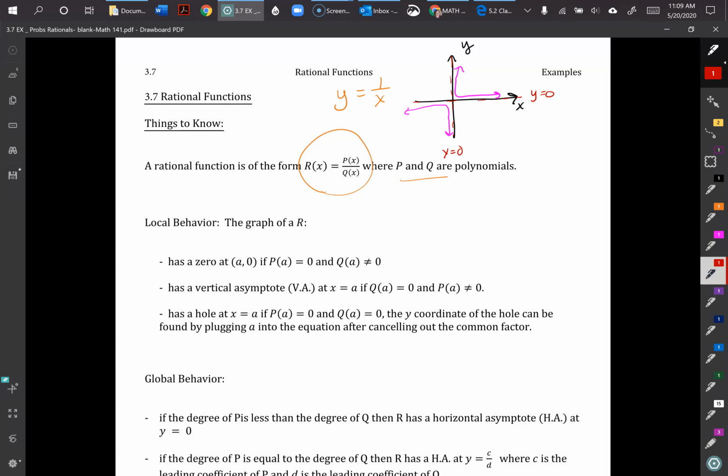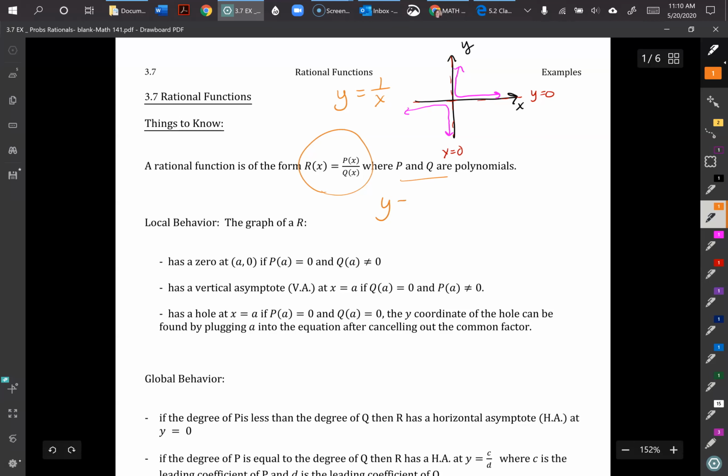Okay, so just keep those in mind. A lot of times we don't worry too much about the horizontal. There's no zeros on this one because it doesn't cross through or hit, because it's just the parent. We don't have any shifting happening. We also don't have any stretch or compress. It's just that way. No squares or other kind of powers in the denominator.